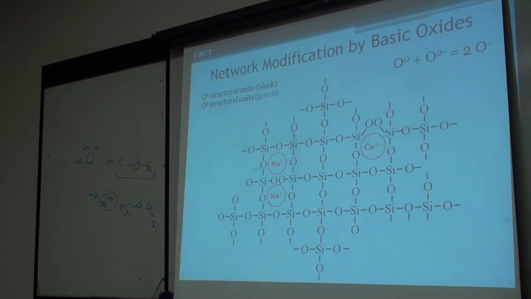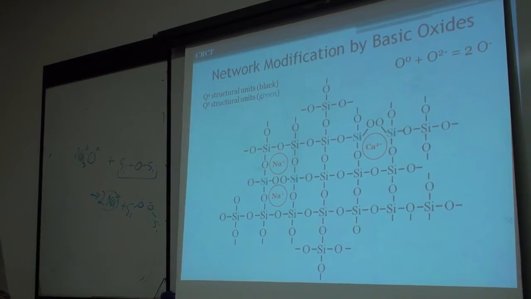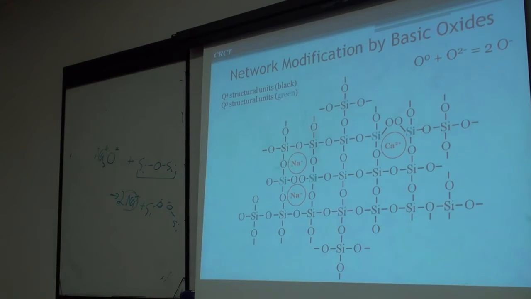If you add Na2O, you need two sodiums to break the bridge. Na2O plus a bridge forms two sodium ions plus your broken bridge. Okay, so here's your broken bridge. These are both O minuses, so this is a region of 2 minus, so the two sodiums are going to tend to stay next to the broken bridge by the charge attraction.